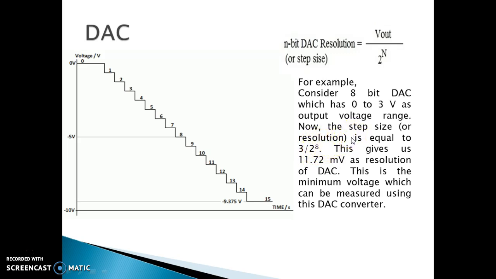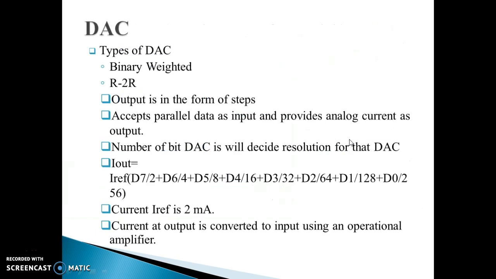We have seen various types of DAC as well, such as the binary weighted DAC or the R2R DAC, which we have seen in our second year curriculum. We also know that the output is in terms of steps. The data that is accepted is in parallel form, and then it is converted to analog current.